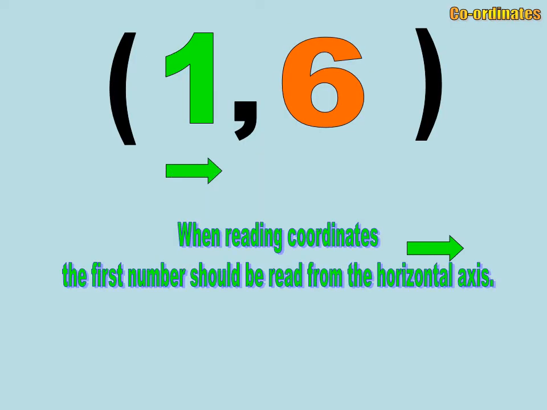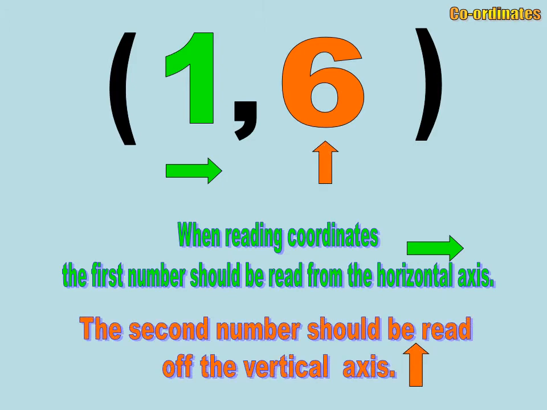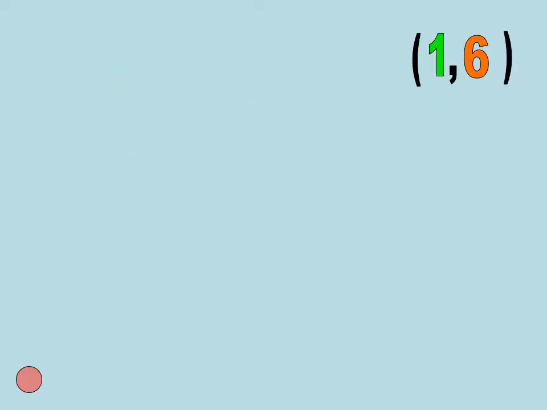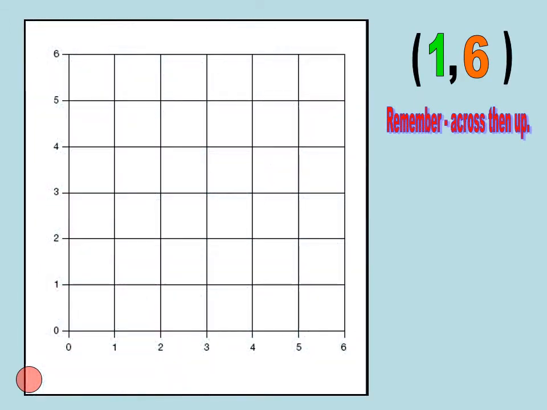So when you're reading coordinates, the first number should read from the horizontal axis going across, as we've just said, and the second number goes up. So let's have a look at a few examples. Remembering across and then up. So we've got 1, so we go across the runway, and then the plane takes off, it goes up. So that is the point 1.